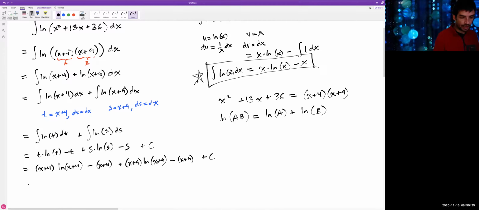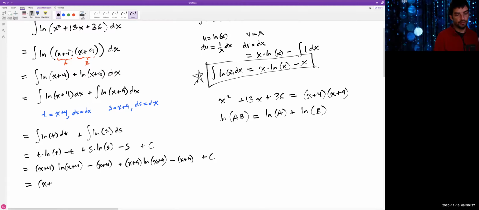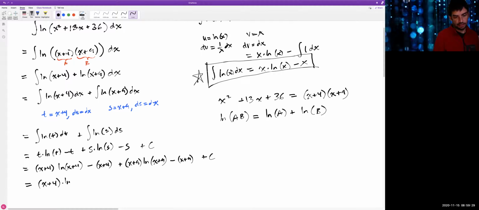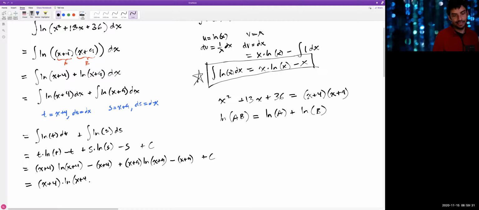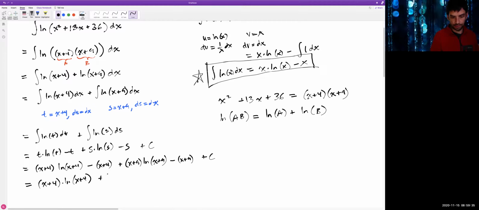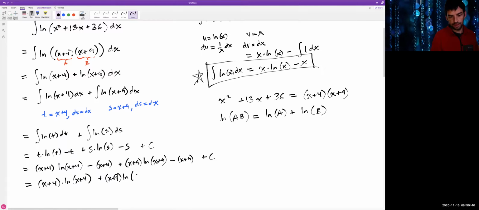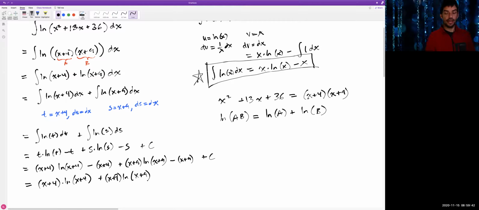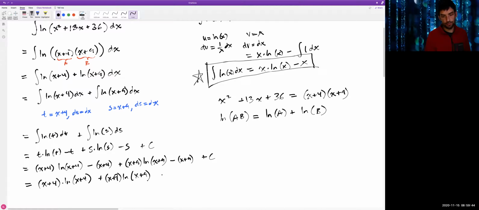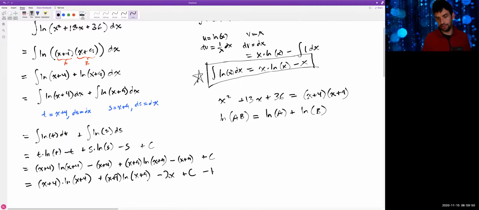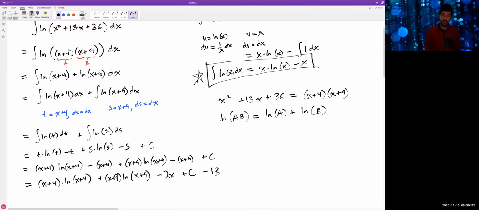plus c. And if we want, we can do a little bit of cleaning up. I'm going to do this, x plus 9 natural log of x plus 9, and I'll have minus x, so I have minus 2x, and then I have plus c, and I've also got a minus 13, okay?